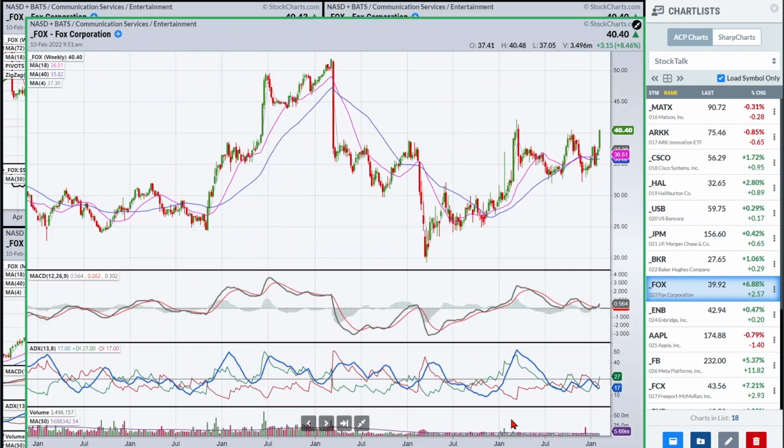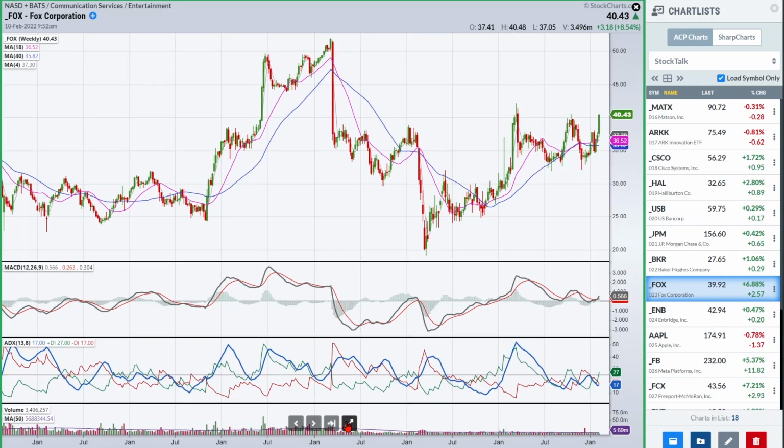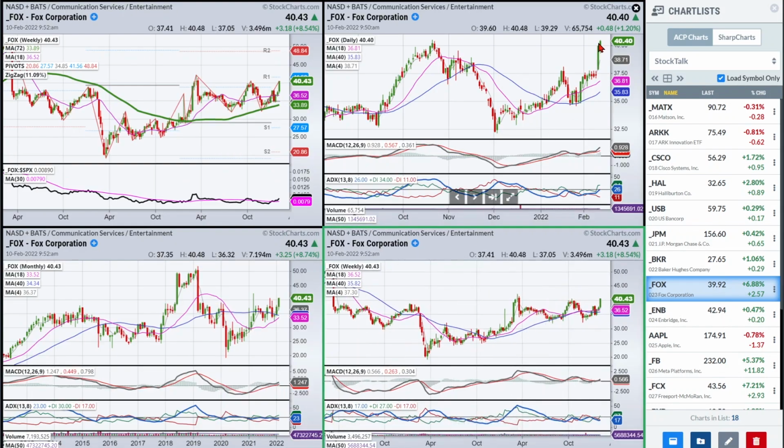But the weekly is really where I want to focus. Look at the MACD cupping and double bottom at the zero line. And we had low ADX showing the sellers really weren't that strong. And now we're coming up through this 40 area. So overall, this pattern looks pretty interesting. Because we're a little overbought on the daily chart, you might want to look for some kind of a pullback. But I like this overall pattern.